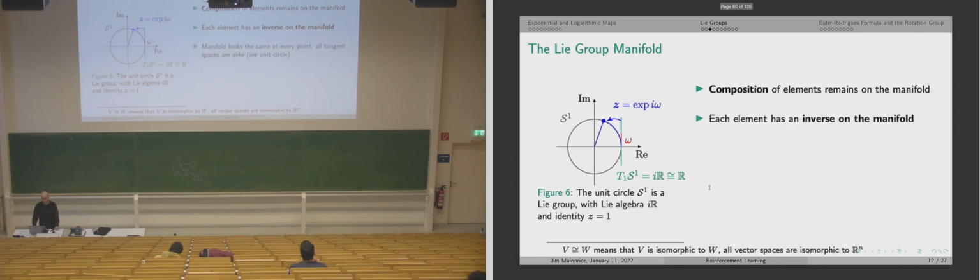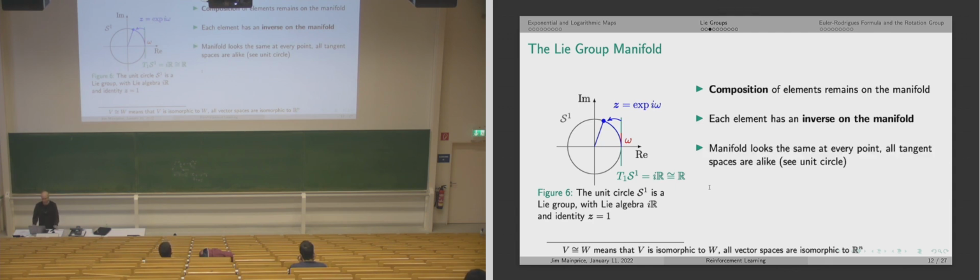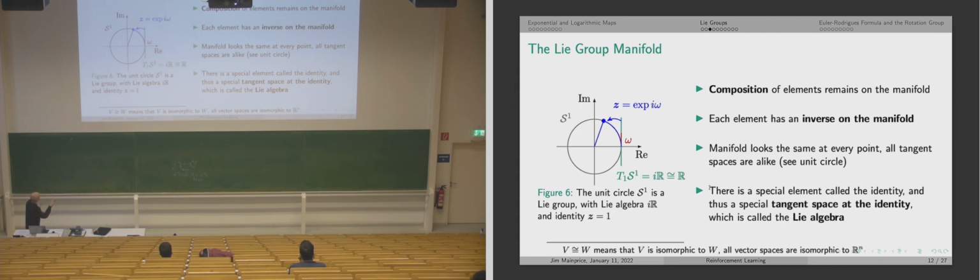The manifold looks the same at every point. It's not obvious, but just to get a feel, look at the unit circle. If you look locally on the unit circle, everything looks the same, right? And there's a special element called the identity. As I said, for the unit circle, this is z equal to 1. So it's a complex number, this point here. And the tangent space at that point is called the Lie algebra. So that's a key point.